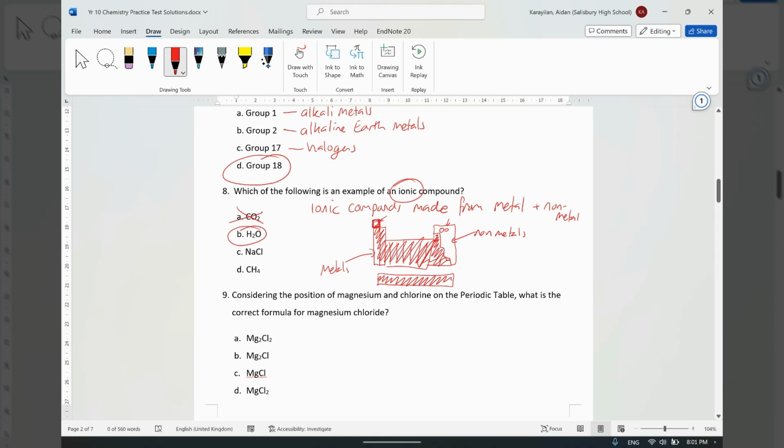Similarly, carbon, so if carbon's just there and hydrogen's here, we both know they're both non-metals. So sorry, let's not highlight that one. Carbon and hydrogen are both non-metals as well, so we'll get rid of that. Now, sodium is a metal and a non-metal together.